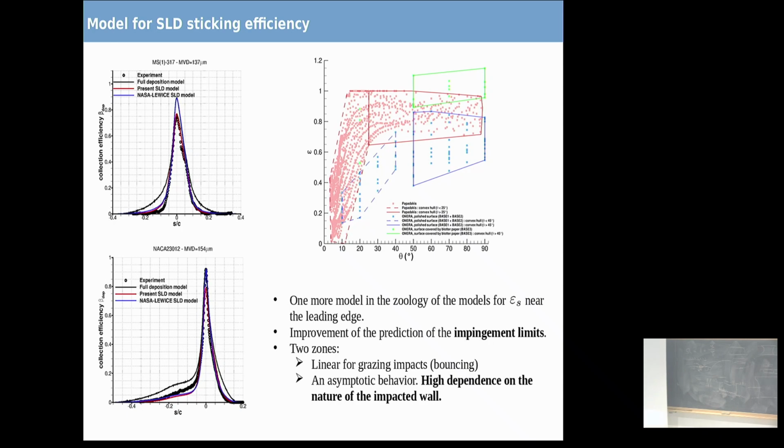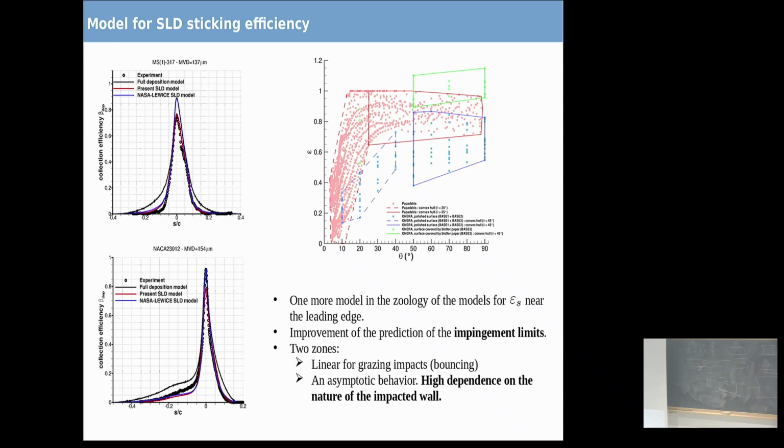Some results. Here is the collection efficiency on a profile. Here you have the chord. At 0, you have the leading edge, the stagnation point on the profile. Here you have the suction side of the profile, and the pressure side of the profile. And here is the amount of liquid which is deposited.